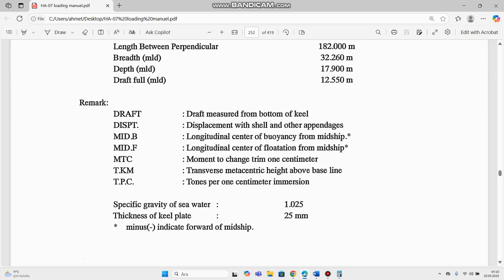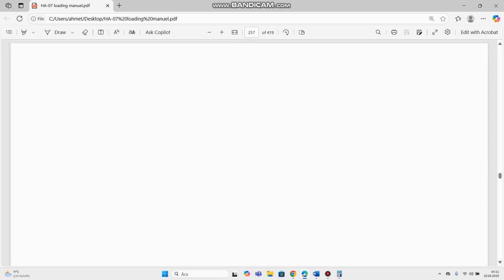In this loading manual, LCF is shown with mid F, and it is from midship of the vessel, not from the aft perpendicular of the vessel. This manual calculated LCF of the vessel from midship of the vessel. And one more thing, minus indicates forward of the ship. We must not forget this one. And let's find our draft.